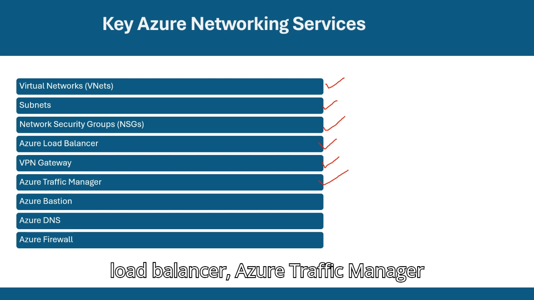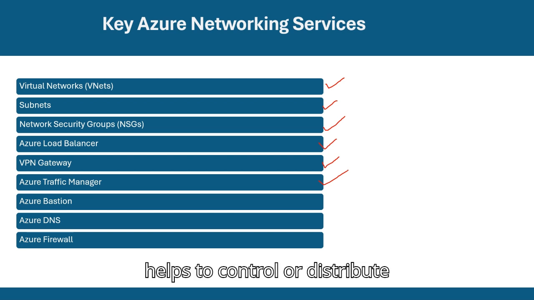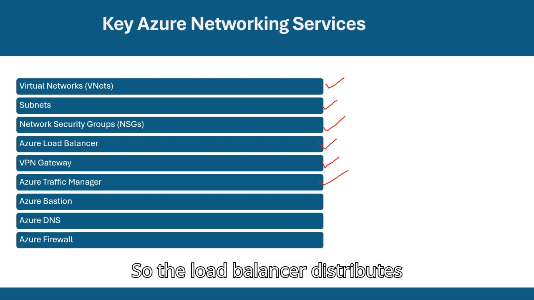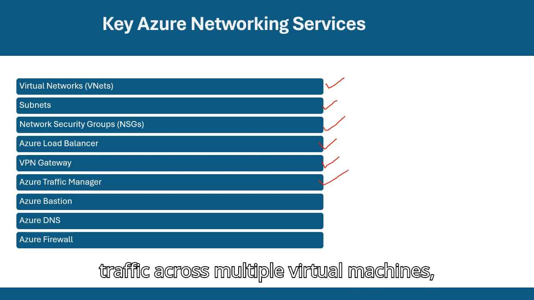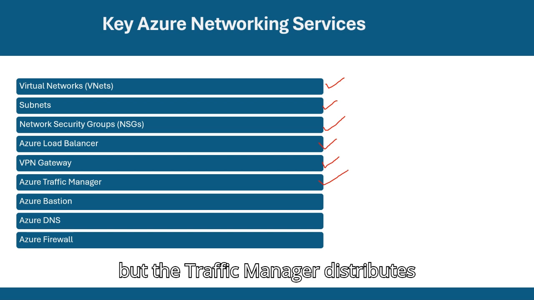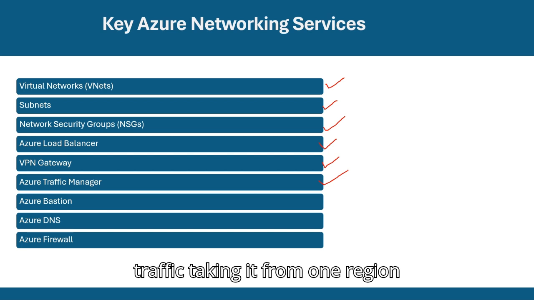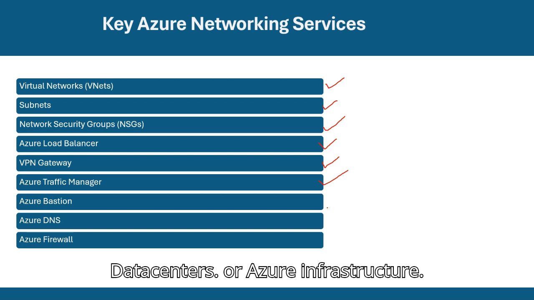Unlike the load balancer, Azure Traffic Manager helps to control or distribute traffic to resources across Azure regions. So the load balancer distributes traffic across multiple virtual machines, but the traffic manager distributes traffic, taking it from one region to another region within Azure data centers or Azure infrastructure.